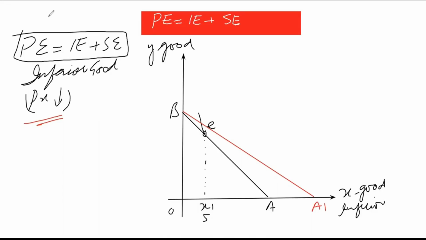Okay, now we will find another equilibrium at the new budget line BA1, that is the red budget line, and the new equilibrium is, suppose, at point E1, where the consumer purchases X2 quantity of inferior good, and let's say this quantity is 7 units. And we have to draw an indifference curve at point E1 to show it as an official equilibrium.